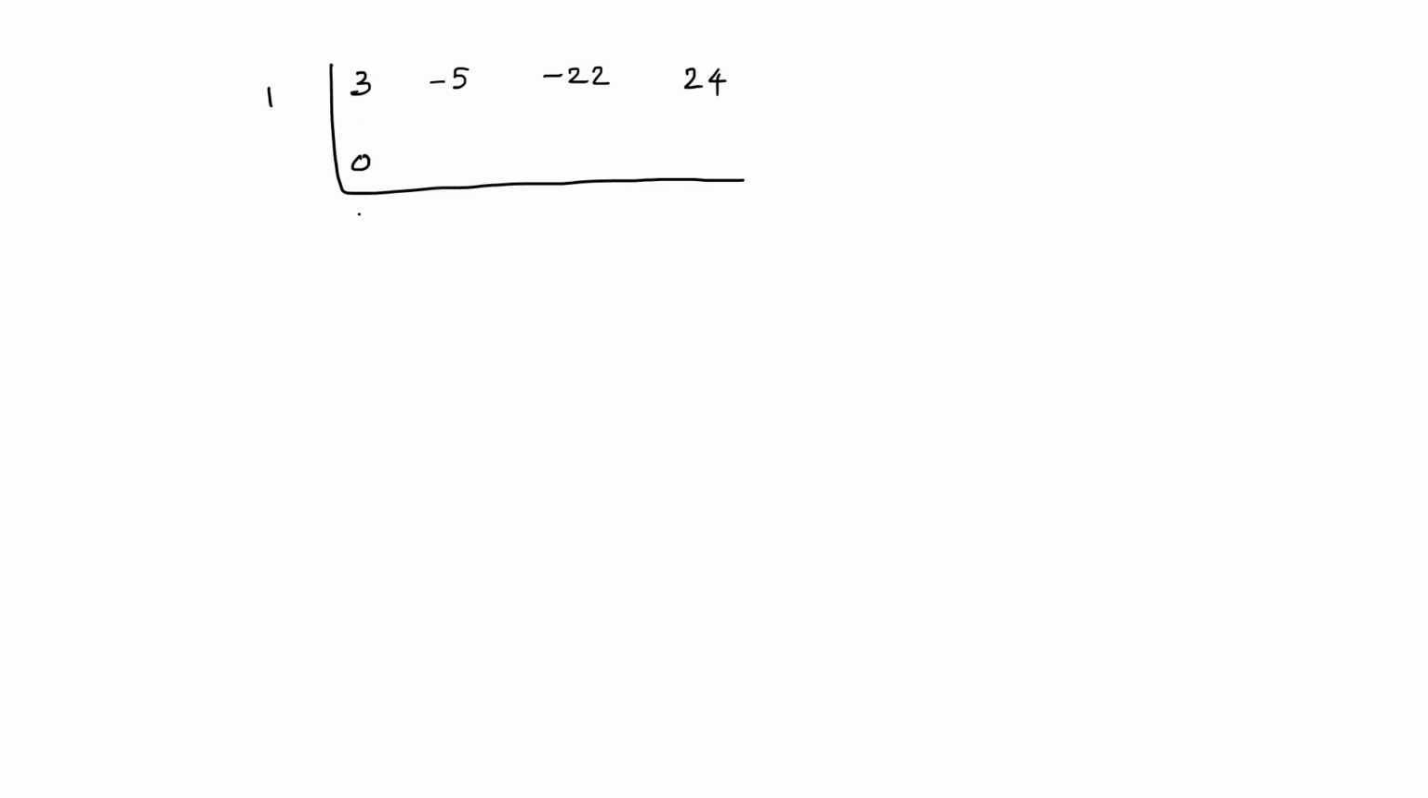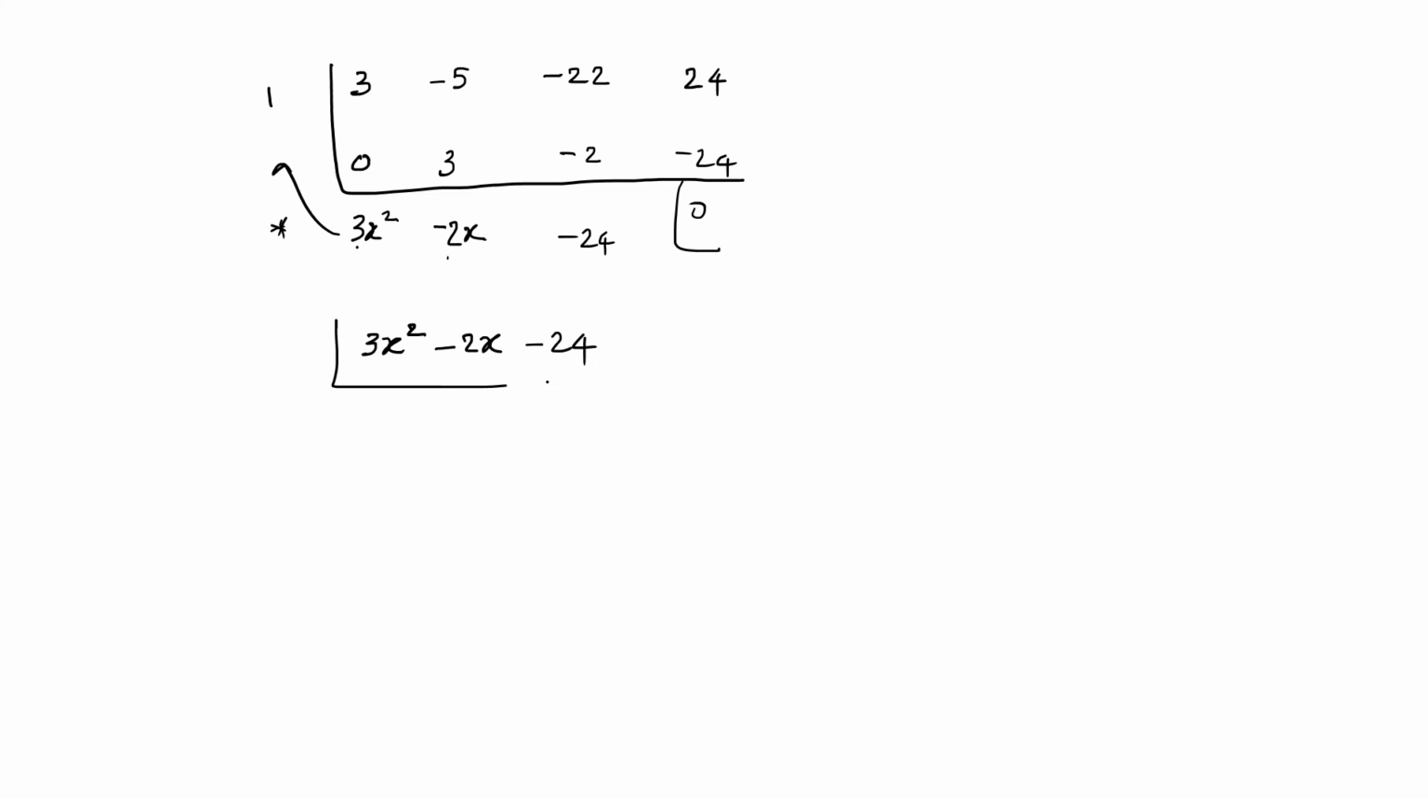So 3 plus 0 is 3. 3 ones are 3. Minus 5 plus 3 is minus 2, and minus 2 ones are minus 2. Minus 2 minus 22 is minus 24. Minus 24 ones are minus 24, and the answer is 0. Okay, so now we'll just put x square here, x here, and the constant here. So this will be 3x square minus 2x minus 24.